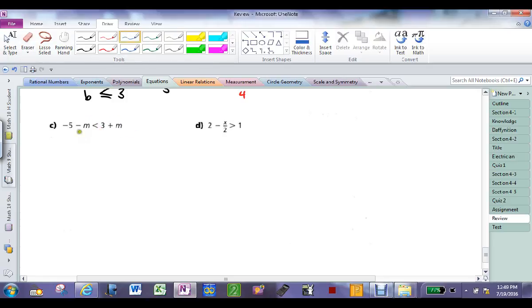The way I would do this is I would start with the m. Plus m, plus m. -3, -3. -8 is less than 2m. -4 is less than m. Graph it, -4, circle, go that way. If I do this the way you guys want to, the way you've been paying attention, if you haven't been paying attention, you say, gotta move the smaller one first. You're going to move this 5, aren't you?